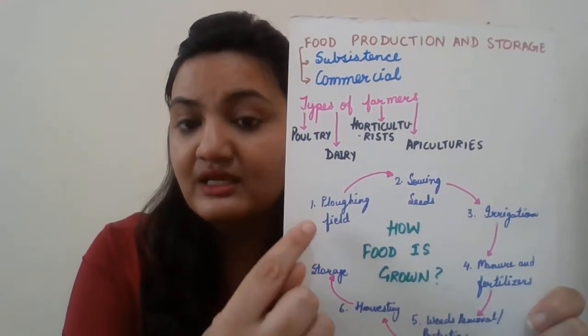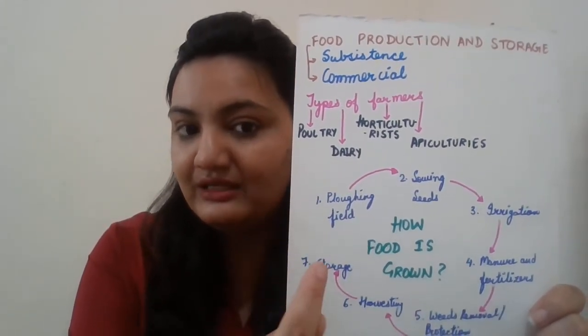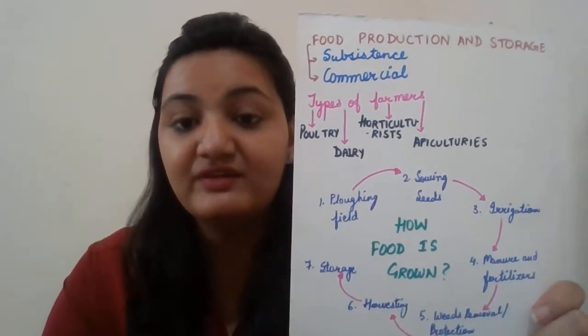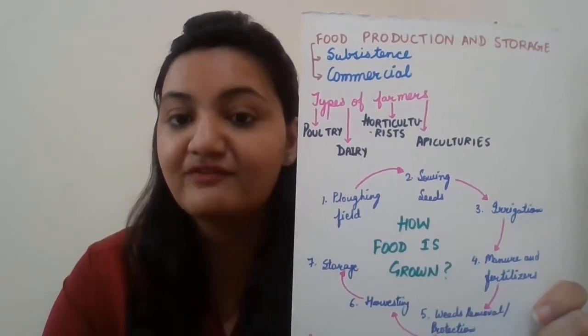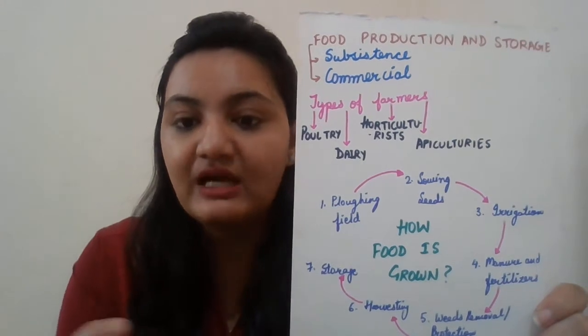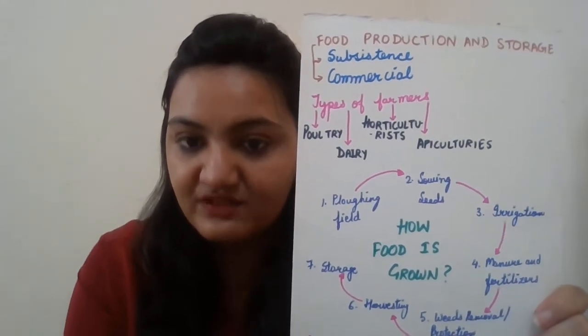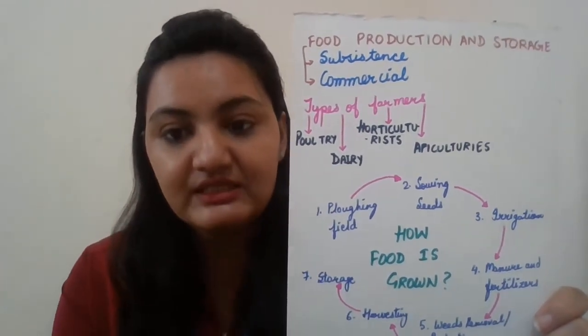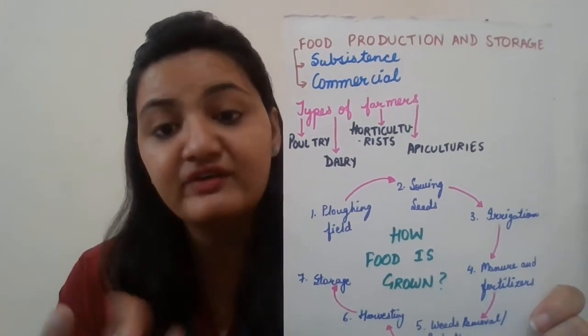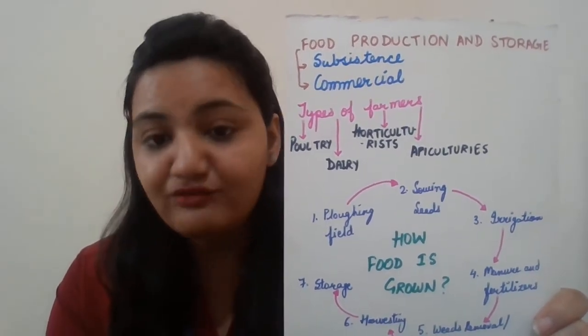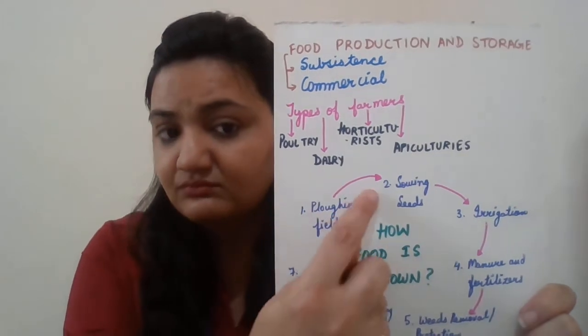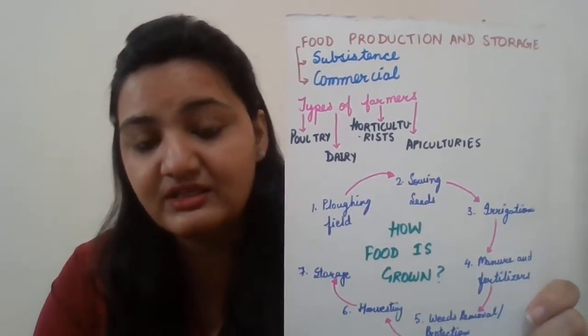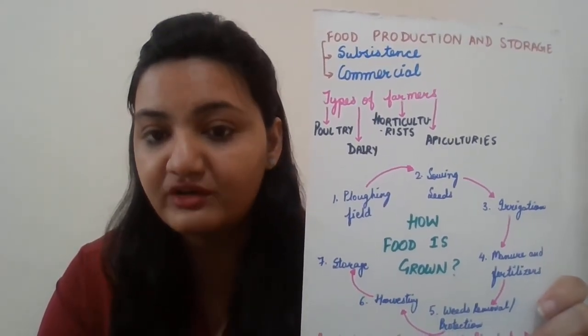Once the field is ready, then seeds are sown. While sowing seeds in a field, we have to take care that the seeds are at equal intervals, they have enough space between them, and every seed gets the opportunity of sunlight and enough water, everything. Then after that comes irrigation. Irrigation is a method of providing water to the plants.